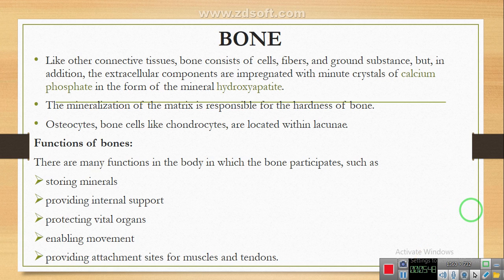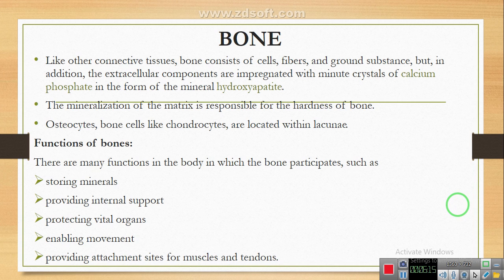The second supportive connective tissue is bone. Like the other connective tissue, bone also consists of cells, fibers, and the ground substance. But in addition to that, the extracellular component also contains minute crystals of calcium phosphates in the form of the mineral hydroxyapatite. And this mineralization of the matrix is responsible for the hardness of the bone.